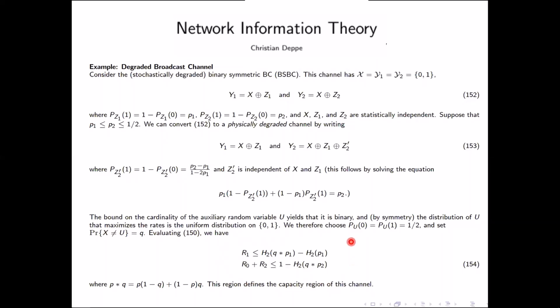I think this is a nice thing that you can do in detail for yourself, because it's just applying our theorem and putting in the formulas. It's also a nice way to see what is the difference between stochastically degraded and physically degraded. Stochastically degraded just means that there is a physically degraded channel with the same marginals. And this is obviously the case here.